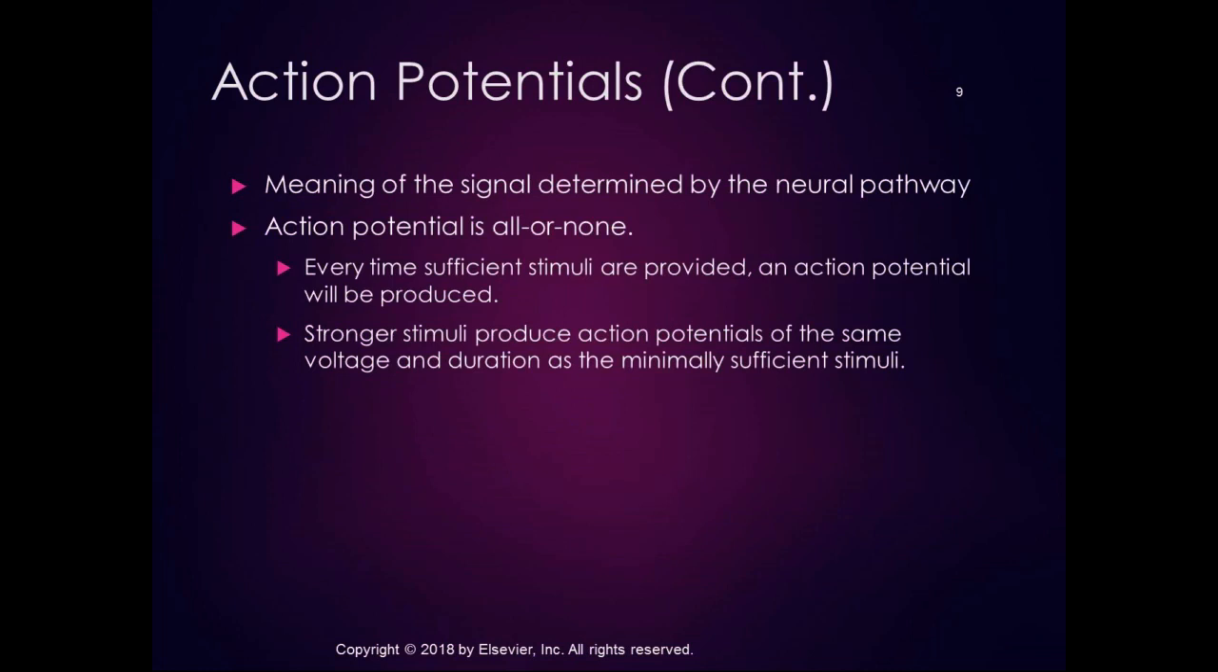The meaning of the signal that's sent after you generate an action potential is determined by the neural pathway. If you have a neural pathway that's ending up at a neuromuscular junction, it's going to result in a muscular contraction. If you have a neural pathway that's ending up at an endocrine cell, it's going to result in the release of hormones. So the meaning of the signal is determined by the neural pathway.